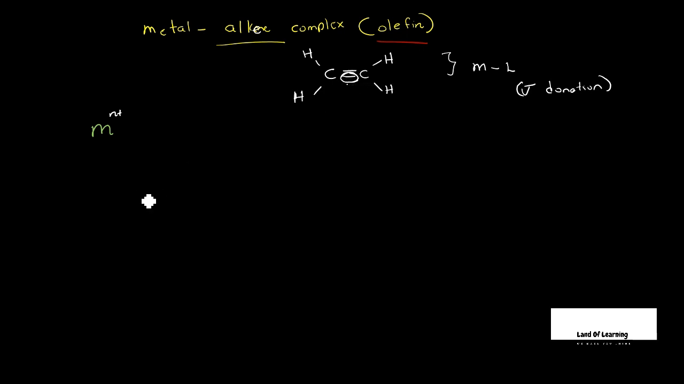So the best orientation to bind with our metal center is like this. Here we have hydrogen, here we have hydrogen. Now here we have our pi electron cloud. It donates its electron density towards our metal center. So this is our first step when the metal center is bound to an alkene complex. I have told you this is our first step.